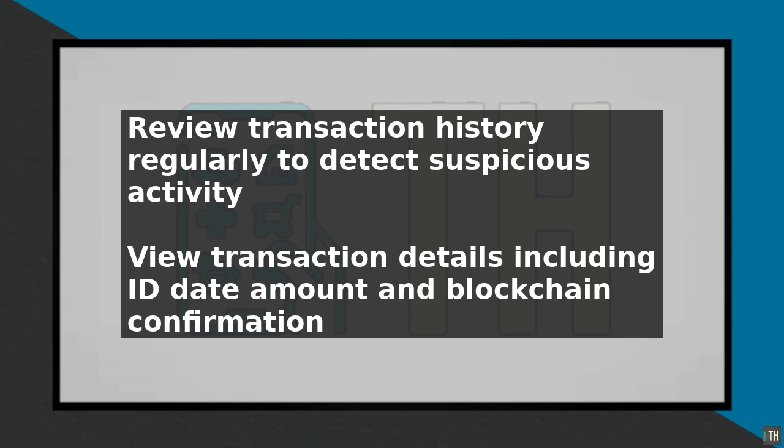In conclusion, checking your transaction history on Crypto.com is a straightforward process that can be completed in just a few steps. By following the steps outlined in this tutorial, you can easily view your transaction history and stay on top of your crypto finances. Remember to always keep your account information and transaction history private and secure to protect your assets.